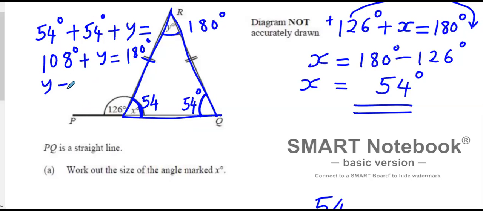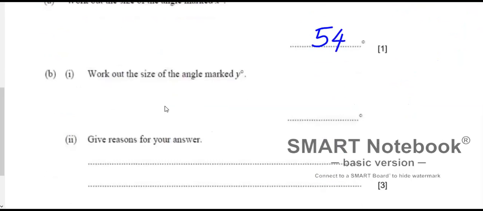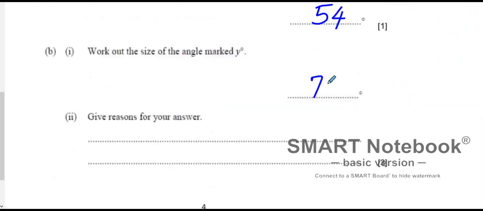So y will be equal to 180 degrees minus 108 degrees. So y will be equal to 72 degrees. 72 degrees, so that will be the value of y. So you write y is 72 degrees.